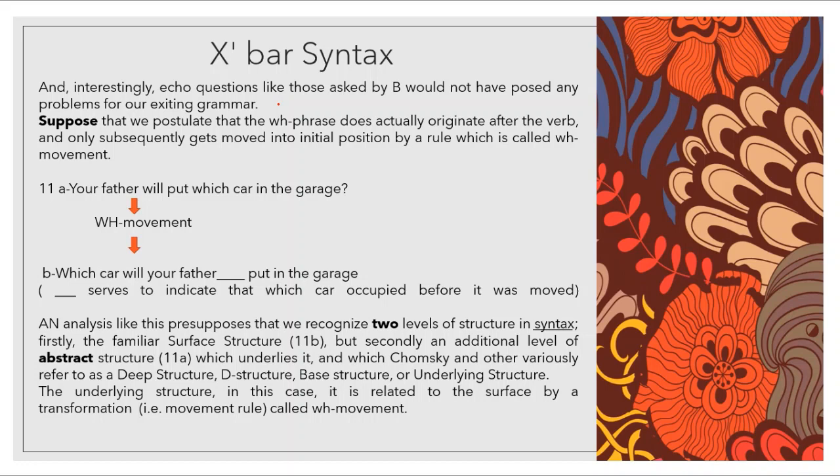Suppose that we postulate that the WH phrase does actually originate after the verb. The possibility we were considering earlier is that the WH phrase, which car, actually originates after the verb. That is, originally it was after the verb and only subsequently gets moved into initial position by a rule which is called WH movement.